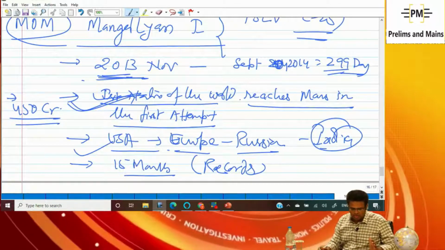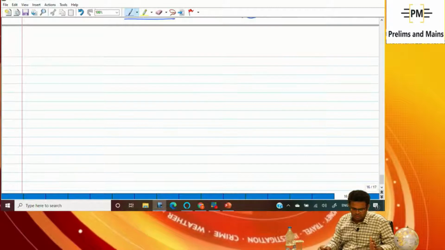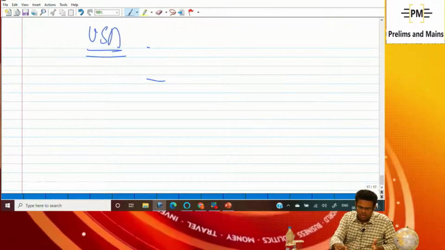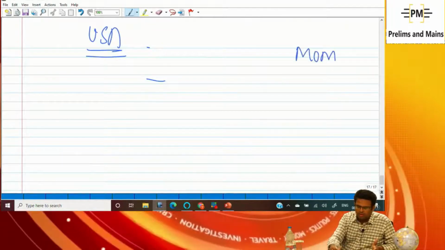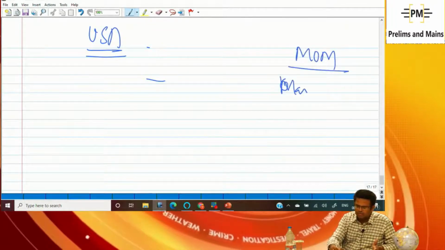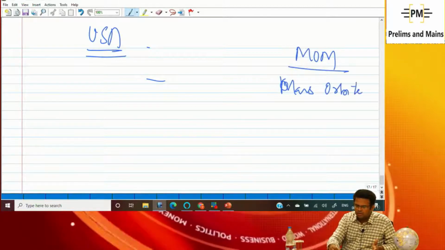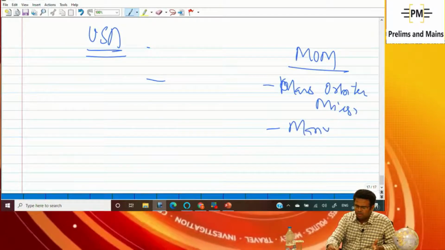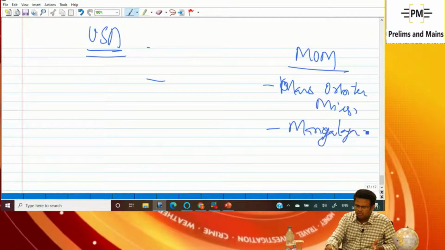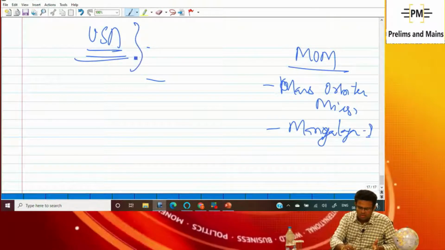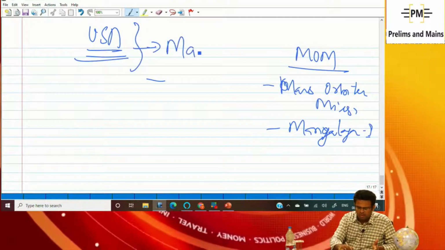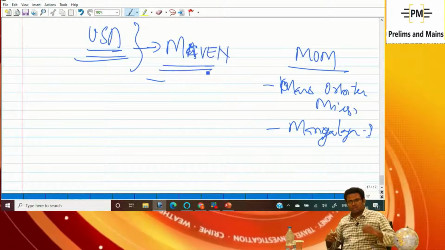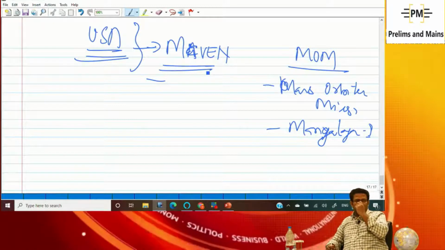And in a similar month, USA also sent a mission. Our mission name is MOM, Mars Orbiter Mission, or Mangalyaan 1, and the USA's was named MAVEN. So just remember, USA also sent a Mars mission, and it is known as MAVEN.